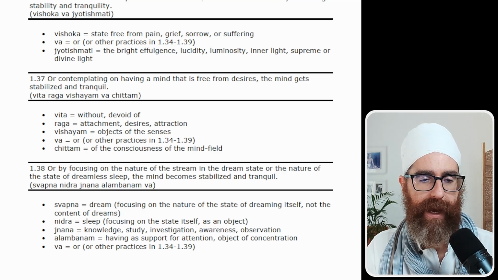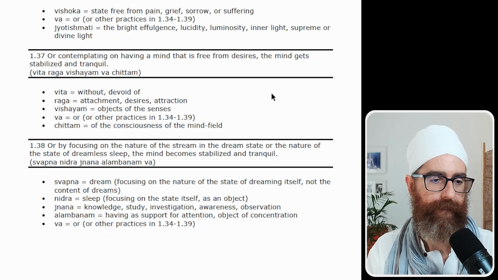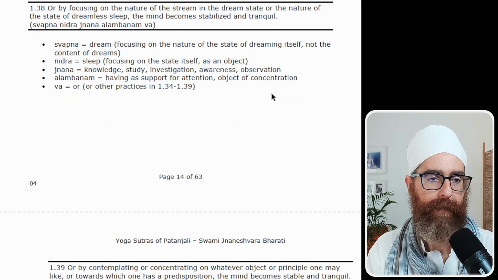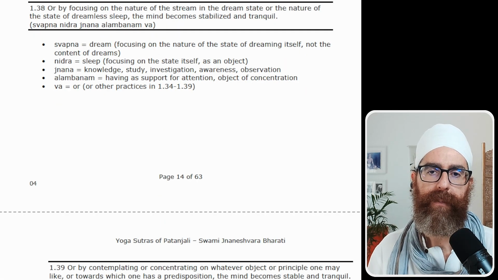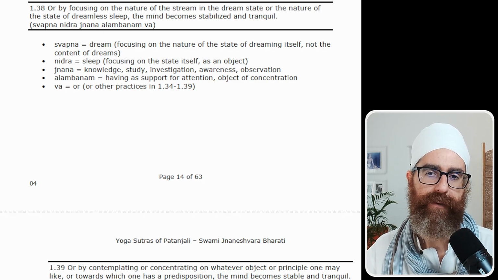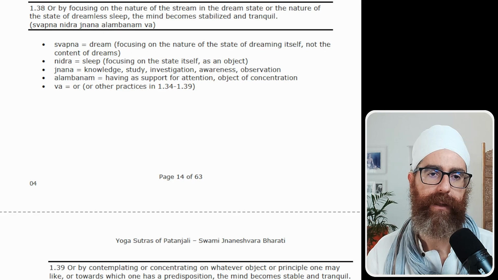Okay, and we come to 1.38. Let's go on. Or by focusing on the nature of the dream state or the nature of the state of dreamless sleep, the mind becomes stabilized and tranquil.